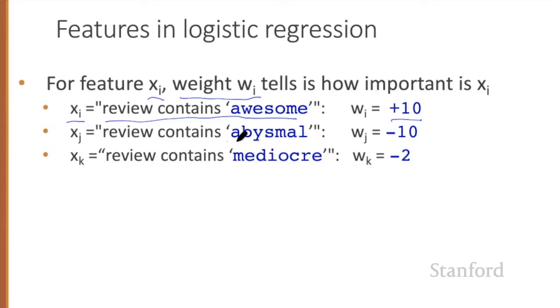By contrast, abysmal might have a weight w sub j. The feature review contains abysmal might have a weight w sub j of negative 10, which means that abysmal is highly weighted, but with a negative weight, so that's highly weighted toward the negative class. And a different feature, x sub k, the review contains the word mediocre, might be slightly negative. So our weight is slightly negative, leaning us very slightly toward the negative class.